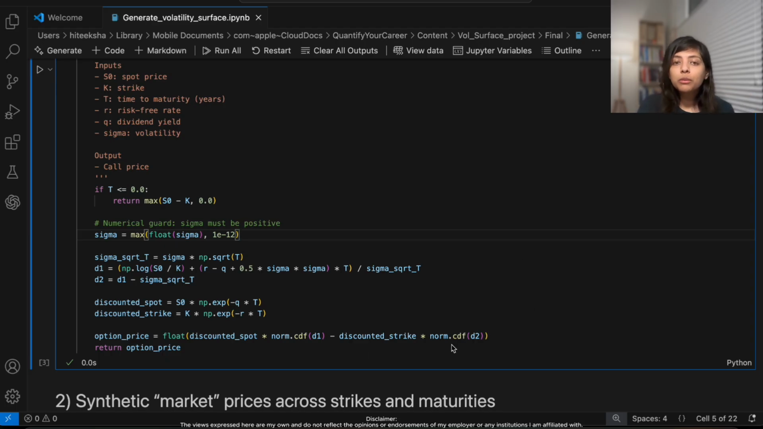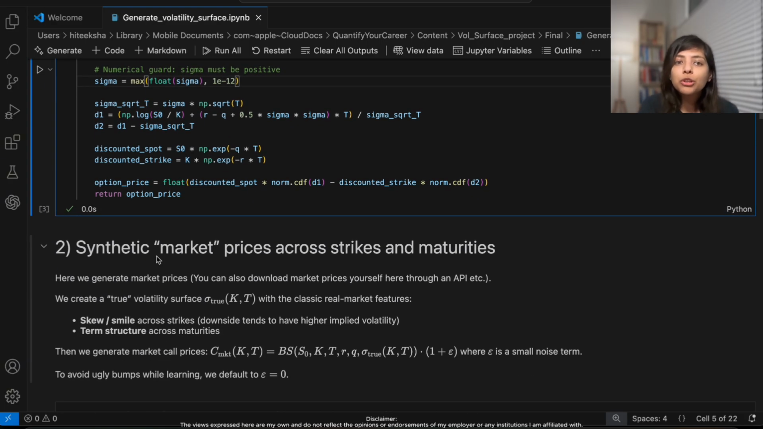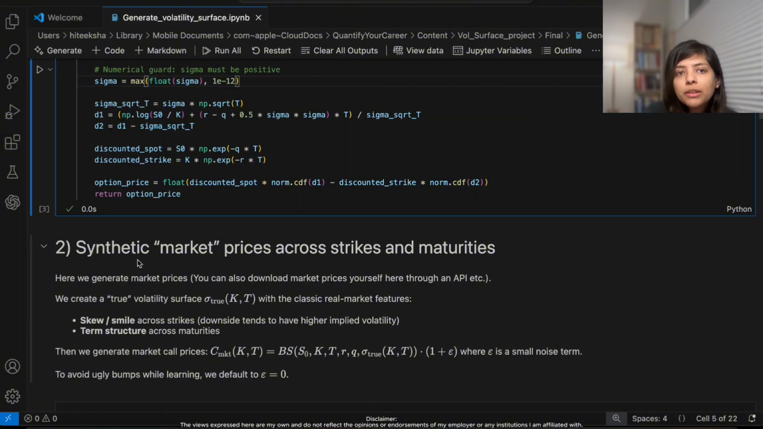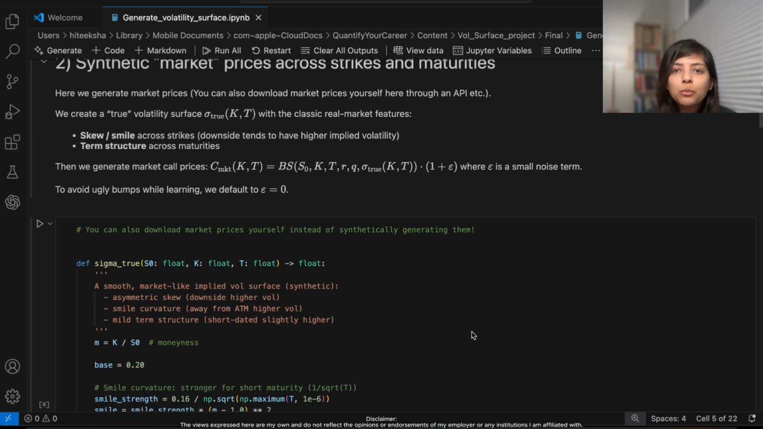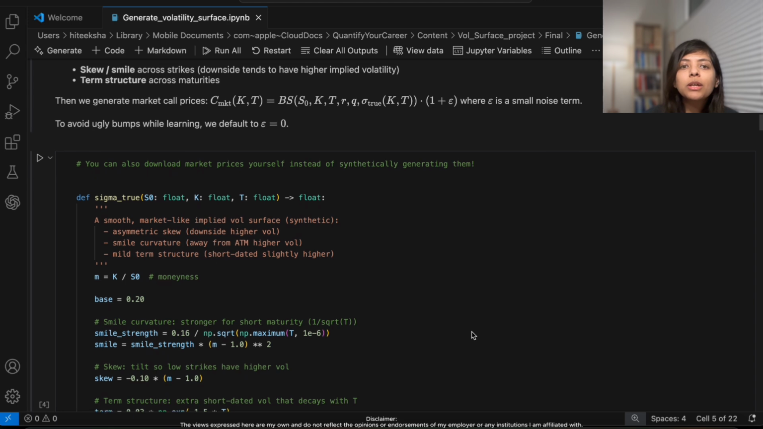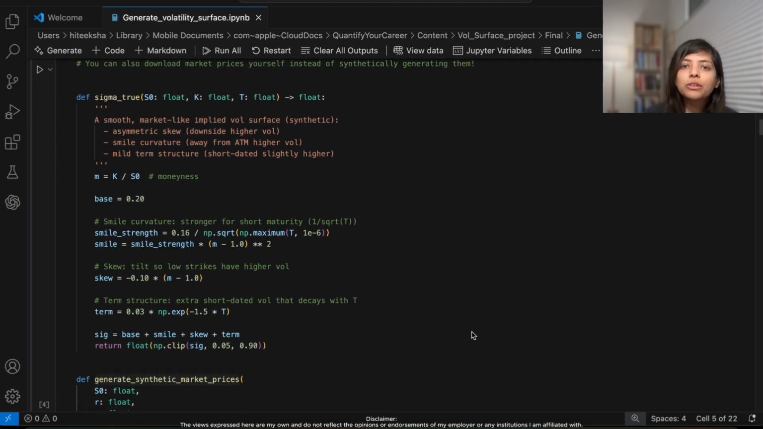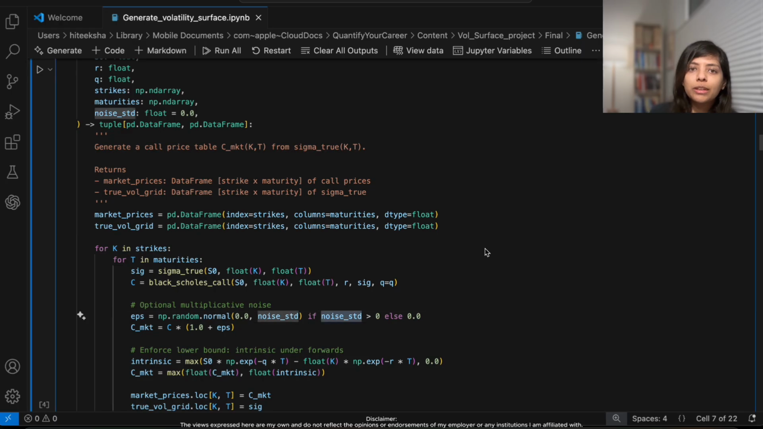We need this working perfectly before we go backwards. Now for this teaching notebook, we are going to do something different. Rather than downloading real prices, we are going to generate synthetic market prices. Since we are not using the real prices, we can optionally add a little bit of noise to mimic real world bid-ask spreads or quote messiness. But by default, we keep this noise off so the surface looks clean and you can see the methodology clearly.